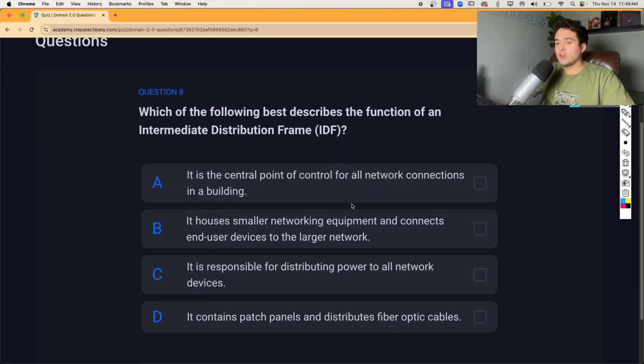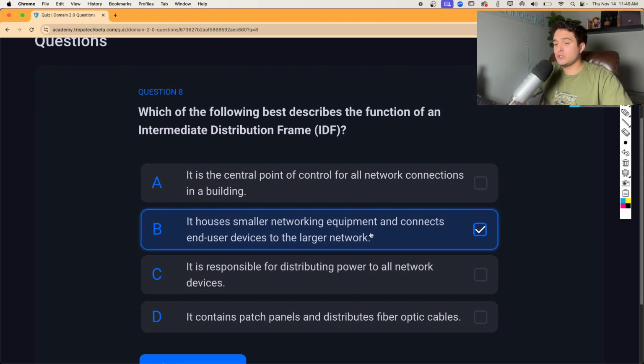Question 8. Which of the following best describes the function of an intermediate distribution frame? So the IDF is typically in a comms closet. Maybe you have one on each floor that connects back to the MDF that may sit in your local data center, wherever your core devices are. So it's not the central point. It's typically there to connect to endpoints. You have your access switches there, and then connected to the IDF, then going into wall jacks, and then maybe multi-mode fiber back to the main distribution frame where your data center core switching would be.